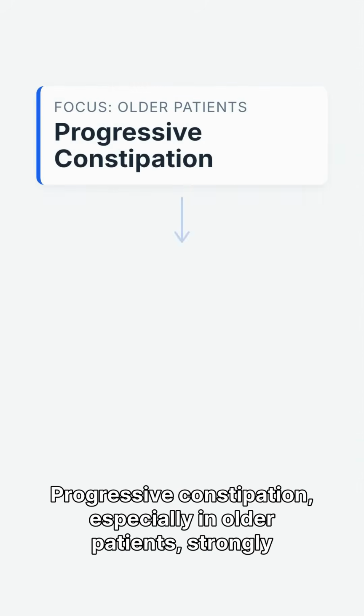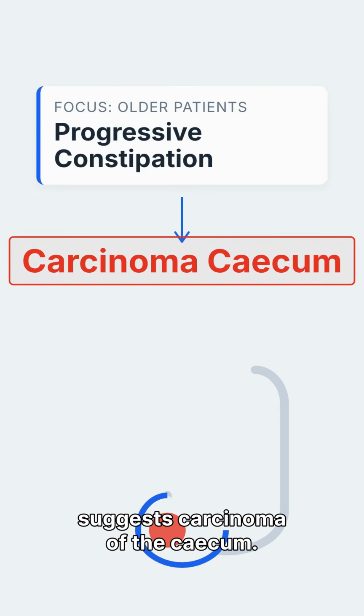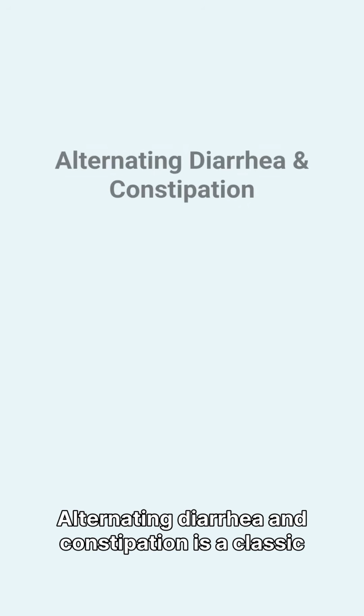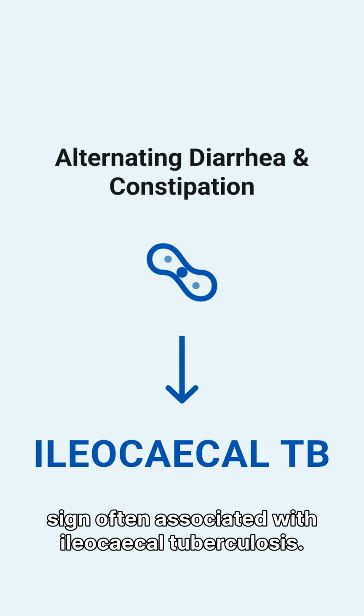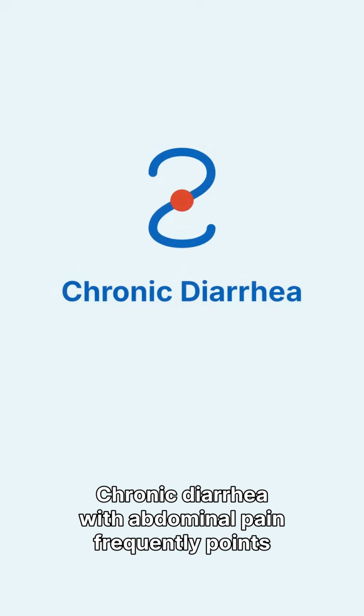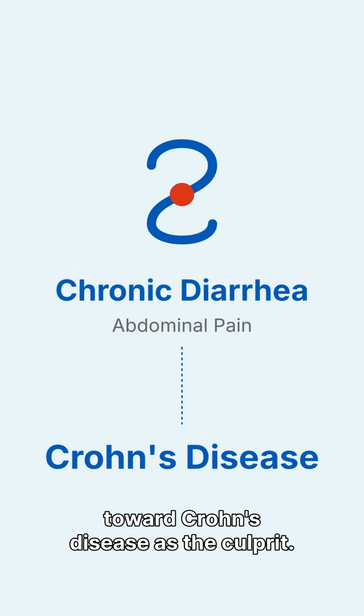Progressive constipation, especially in older patients, strongly suggests carcinoma of the caecum. Alternating diarrhea and constipation is a classic sign often associated with ileocecal tuberculosis. Chronic diarrhea with abdominal pain frequently points toward Crohn's disease as the culprit.